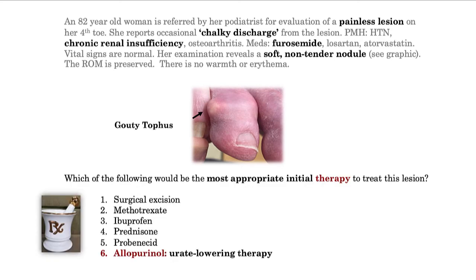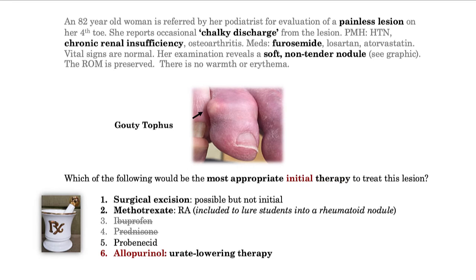It makes sense. So the question goes on to ask the most appropriate initial therapy. The mortar and pestle is meant to imply that choosing the correct therapies in gout questions is a major source of derivatives. So the correct initial therapy in managing a tophus is urate-lowering medication. I imagine we all did well on this question. Just to let you know, surgical excision is a possible option, but it wouldn't be the initial therapy.